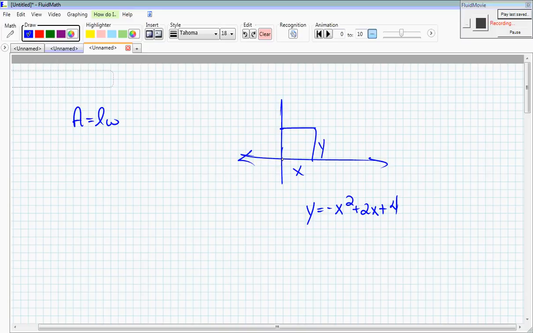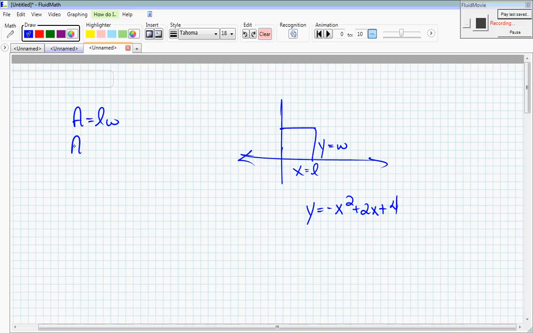And if you think of this box here starting at 0, the length is going to be equal to simply x. Therefore the width will be y. But y is going to depend on whatever x is, because if we were given x for the length, we would just plug it in here. We would take negative x squared plus 2x plus 4, and that corresponding value then would be y, or the width or height of this rectangle, however you want to look at it.